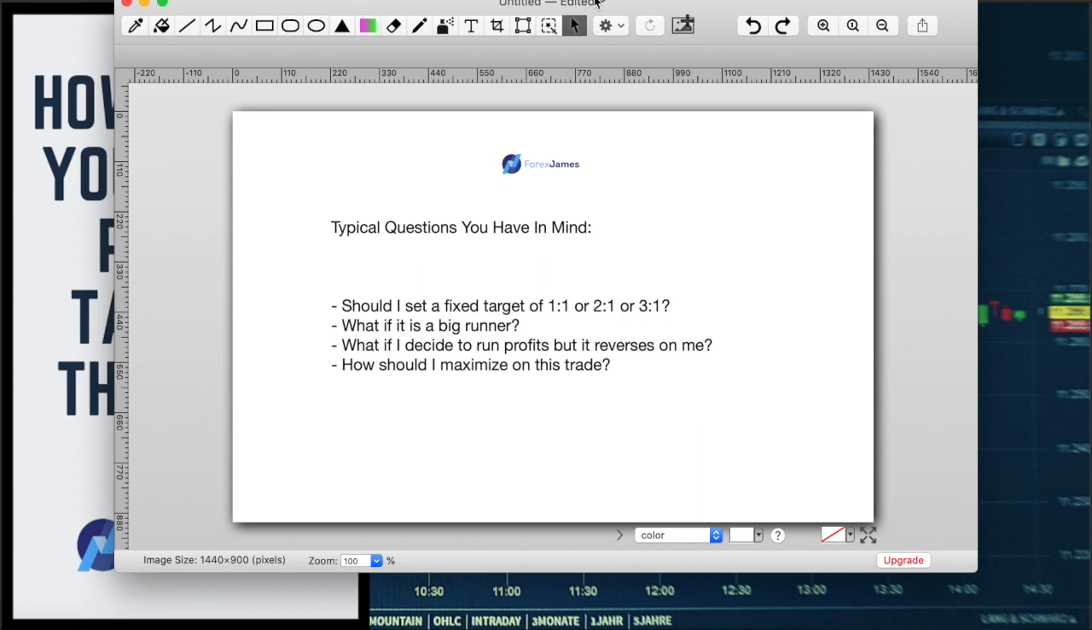What if this time you decide that, okay, that was what happened last time, and this time I'm going to run my profits? So you decide to do that, but instead, this time, the market is not ready to take off. So you could have gotten your 2-to-1 or 1-to-1 or 3-to-1 risk to reward trade, but since you decided to hang on to it and not take your profits off the table, it turns out that your trade becomes a break-even trade, if not a losing one. And basically the question is, how do I get the most out of my trades?